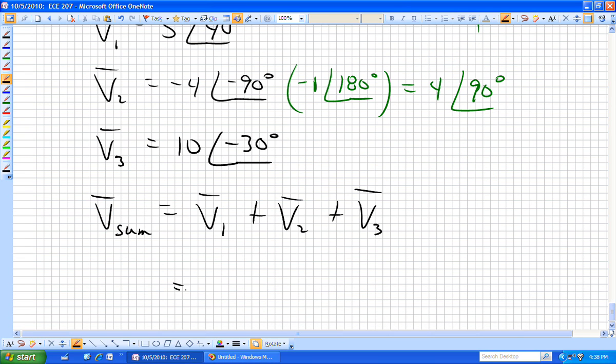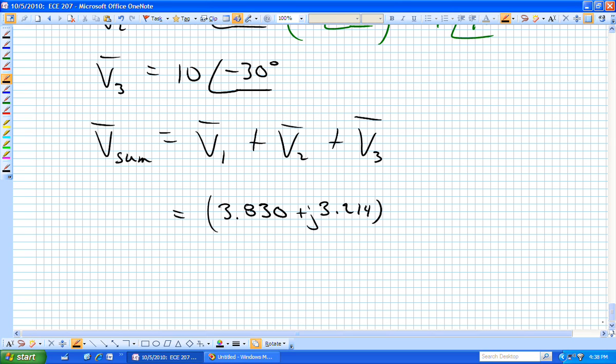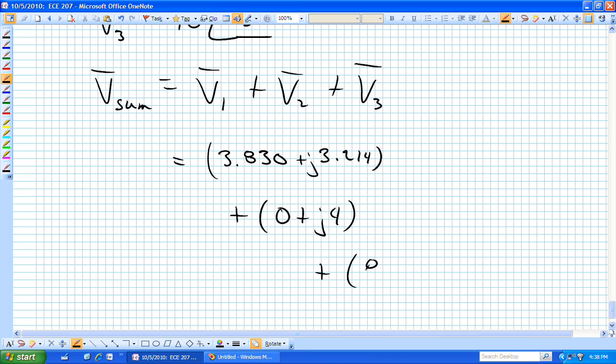Meaning, now that we have these as phasors, view that as a vector of 5 at 40 degrees. And you can break that into its real component and its imaginary component. We've already done that, but that was 3.830 plus J 3.214. V2 was 4 at 90 degrees. That's actually all of that 4 is in the vertical direction or dimension, so it's J4. And finally, V3 was 8.66 minus J5.